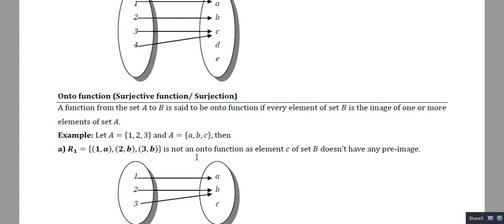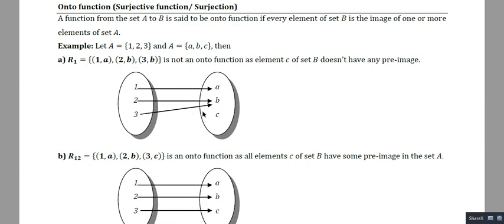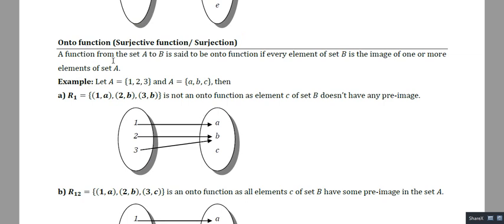So the first type we shall discuss is the onto function, also known as the surjective function, right? A function from set A to B is said to be an onto function or surjective function if every element of set B is the image of one or more elements in set A. It means a particular function will be called a surjective function if all the elements in set B have some pre-image in set A.